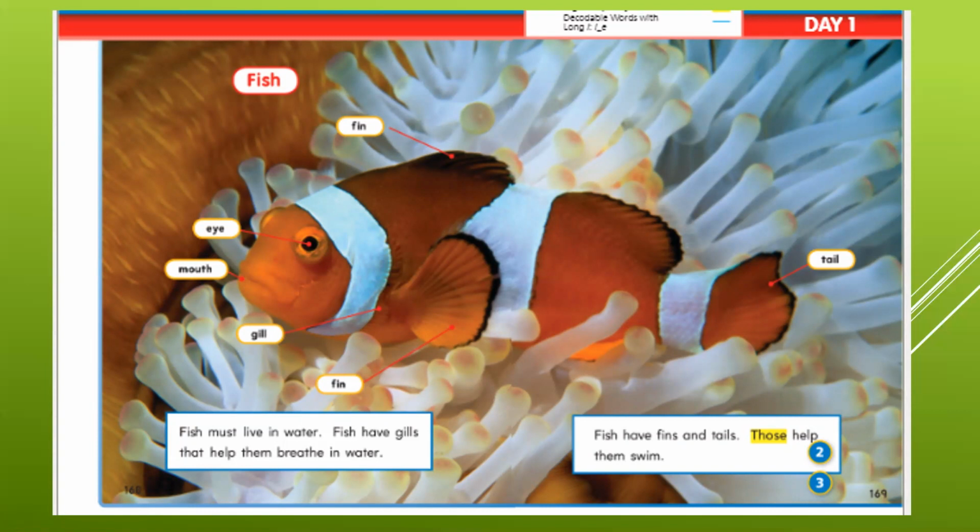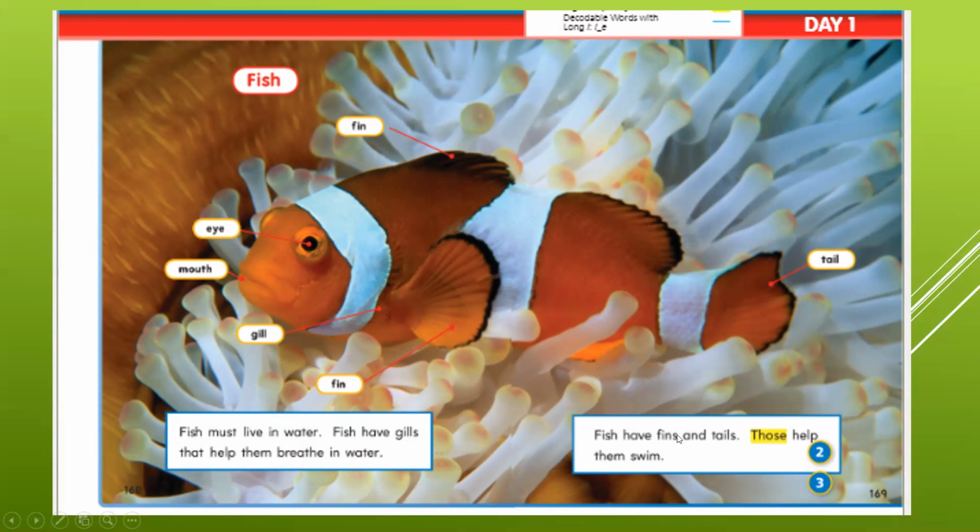We are humans. How are we breathing? We are breathing through lungs. Okay? But fish is different. Fish have gills, and these gills help the fish to breathe in the water and get oxygen in the water.